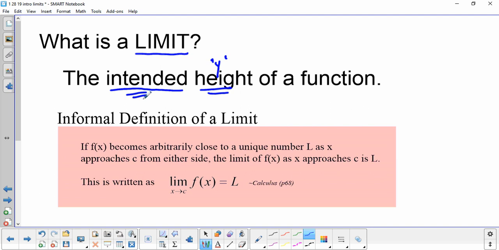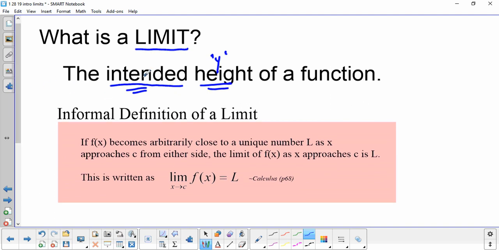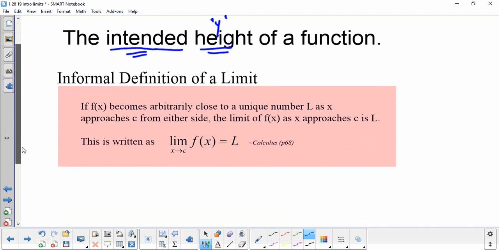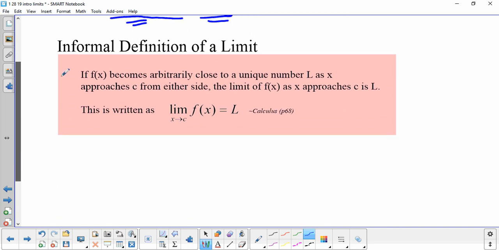Where does it appear it's going to? All those different things. Well, that is what separates a limit from a function, in that when you have a function, you're talking about the exact value of a function. And that's why the limit you have in books, they say the informal definition is more defined as this.